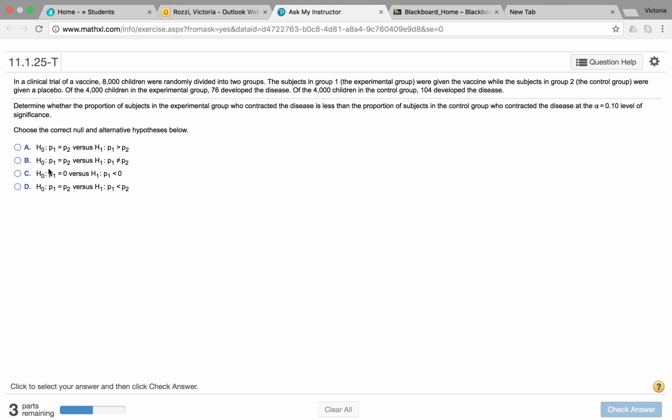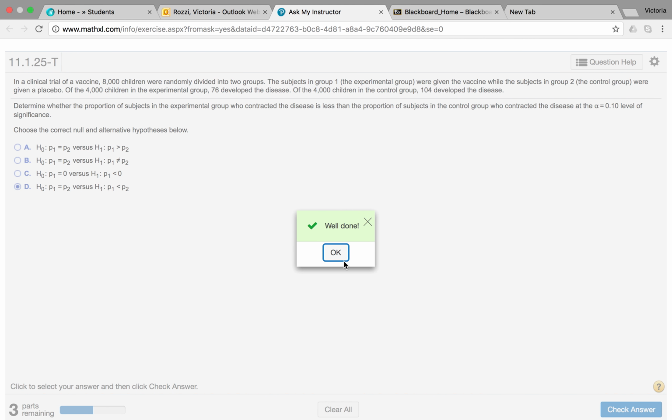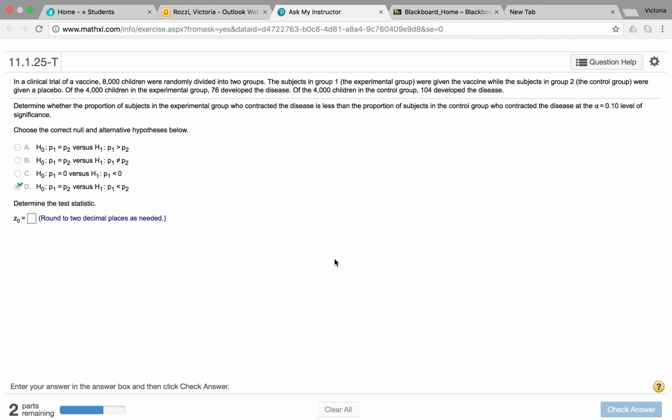So that's why I'm going to pick here for the null and alternative that, first of all, we assume that the vaccine has no effect and they'll be equal. That's our null hypothesis. And the alternative will be that we would like the proportion to be lower for the vaccine. So we'll first of all just check that. Then for the second part, we want to determine the statistic, which is z.